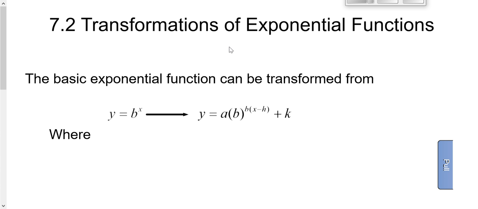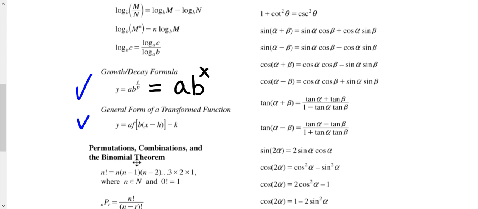So the first thing I would like you guys to do is to look at the formula sheet. If you look at the formula sheet, this is the general formula for a transformed function. So a, b, h, and k, and of course in front of a and b there would be a minus sign to indicate reflection, so we will come back to those in a second. And also at the same time, look at this growth or decay formula for exponential function.